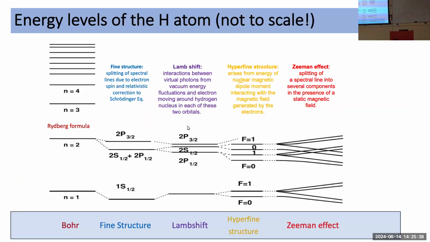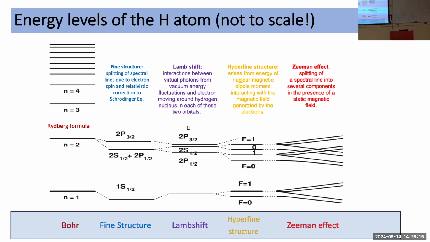Okay, so this is the full picture of the energy levels of the hydrogen atom. So let's go through here from the left side. This is the Bohr picture, Rydberg formula. Then if you go one step further, you have the fine structure, splitting of spectral lines due to relativistic corrections to the Schrödinger equation. Then as a next shift comes the so-called Lamb shift, which comes about from interactions between virtual photons and the electron moving around the nucleus.